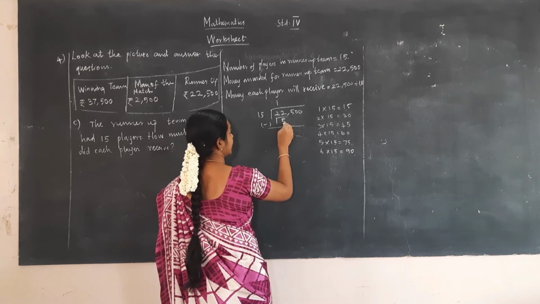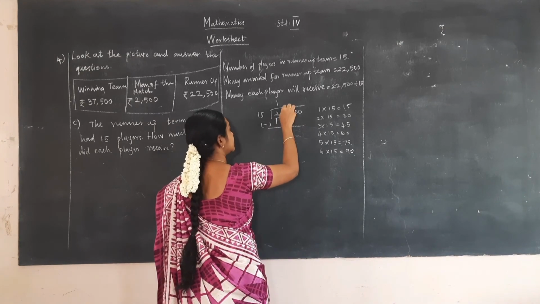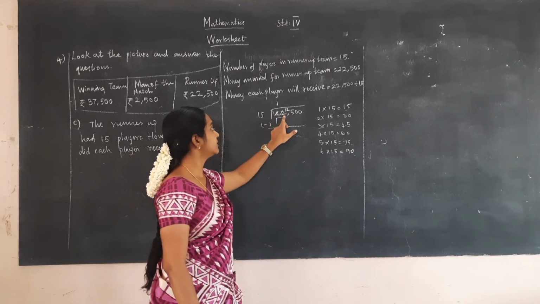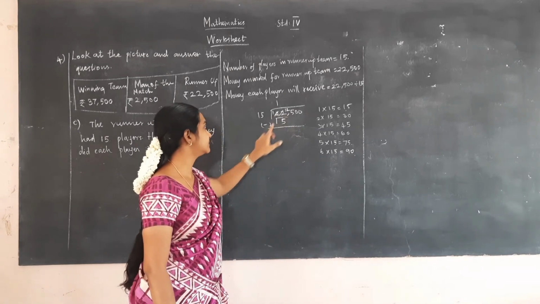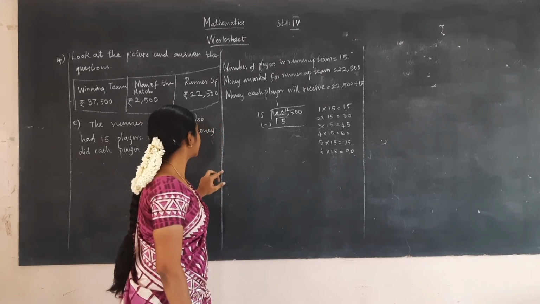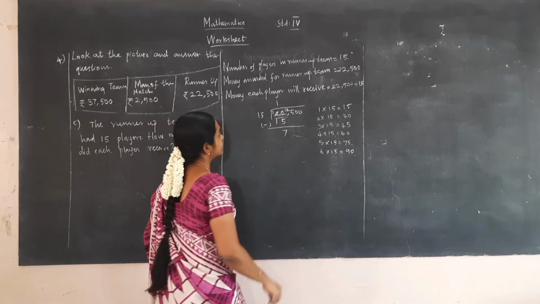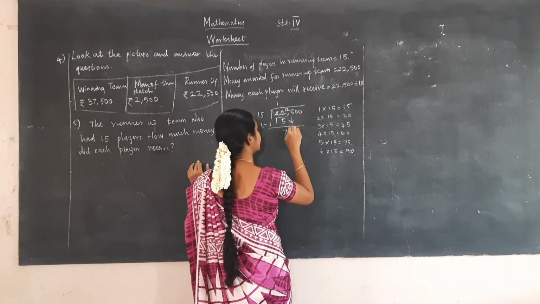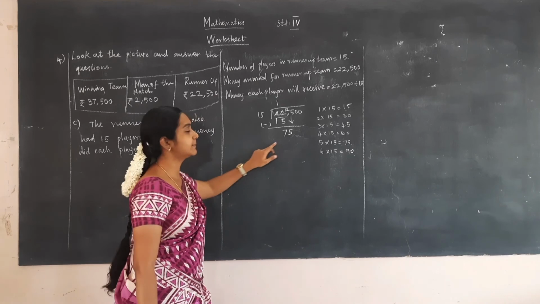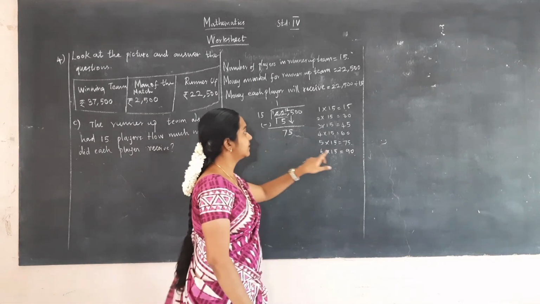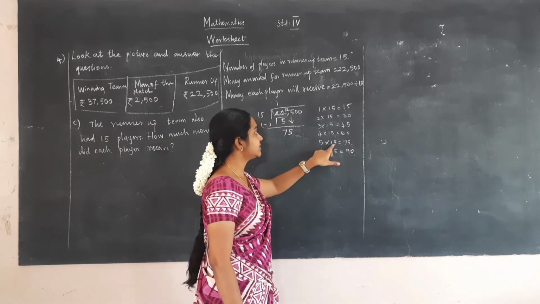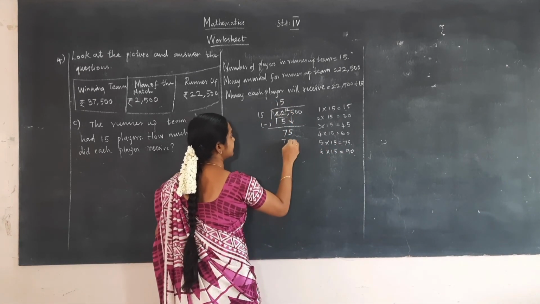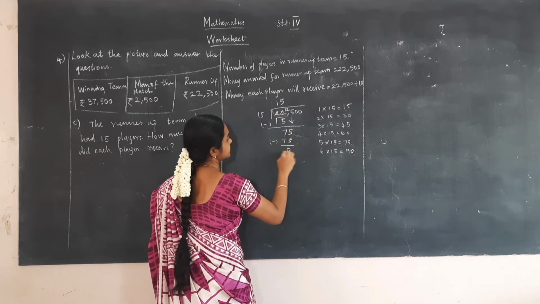Subtract. 5 is greater than 2, so we cannot. So borrow from the number before. So 2 will be changed to 1, and this 2 will be changed to 12. 12 minus 5 is 7. Now bring down the 5. Look at the number that is nearer to 75. We have 75 itself. 5 into 15 is 75. So write 5 in the quotient. 75 minus 75 is 0.